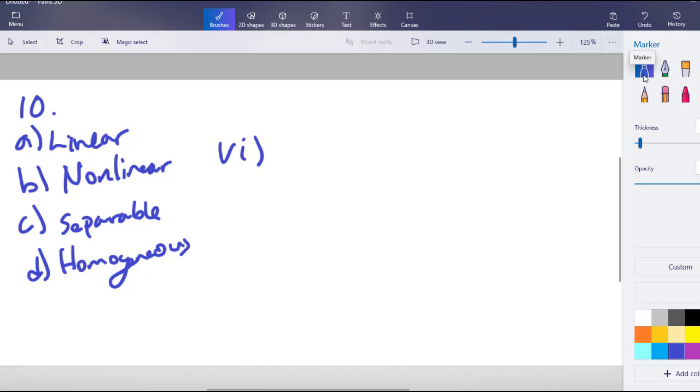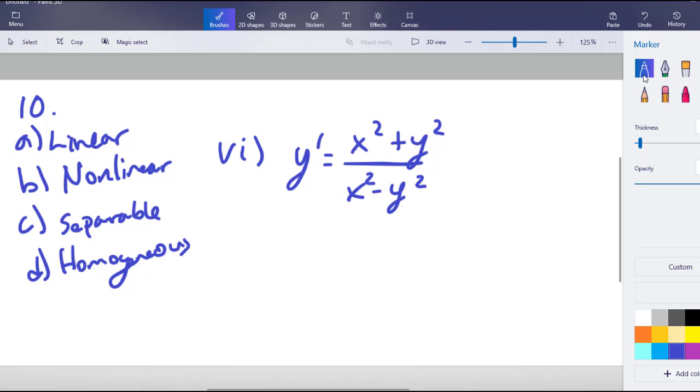And now for part 6, we're given y prime equals x squared plus y squared over x squared minus y squared. Yeah, all those squares, divisions, multiplications, this is definitely going to be nonlinear. It is not separable, but both numerator and denominator on the right-hand side are homogeneous functions of degree 2. So this is homogeneous.